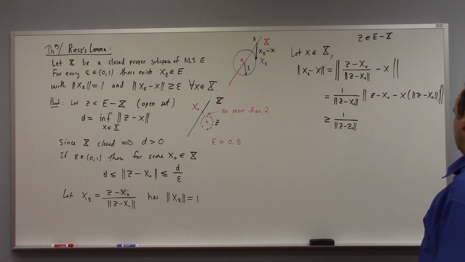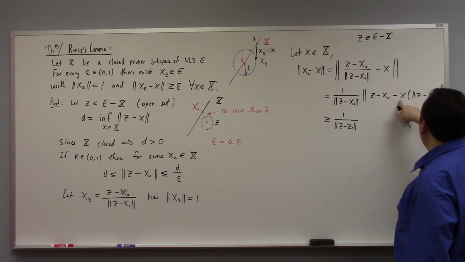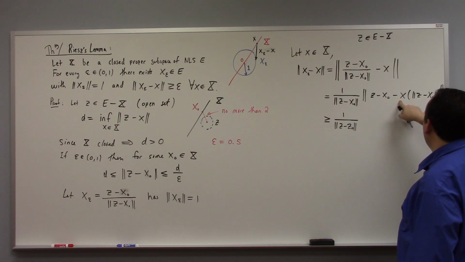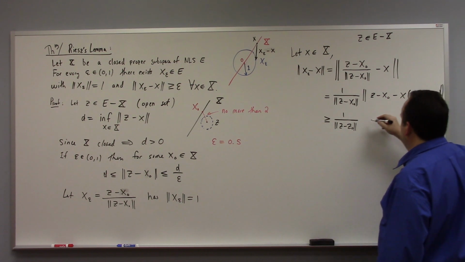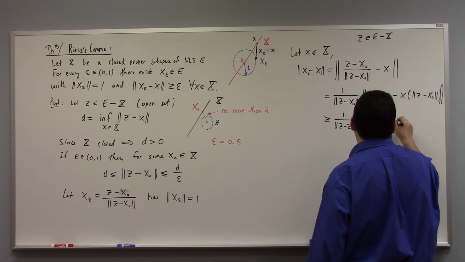Okay. So z at the beginning stays there, and so the quantity z minus the quantity x naught plus x times that norm is in X. I'm distributing the negative out. Z minus the quantity x naught plus x times that norm is in X, because X is a subspace.